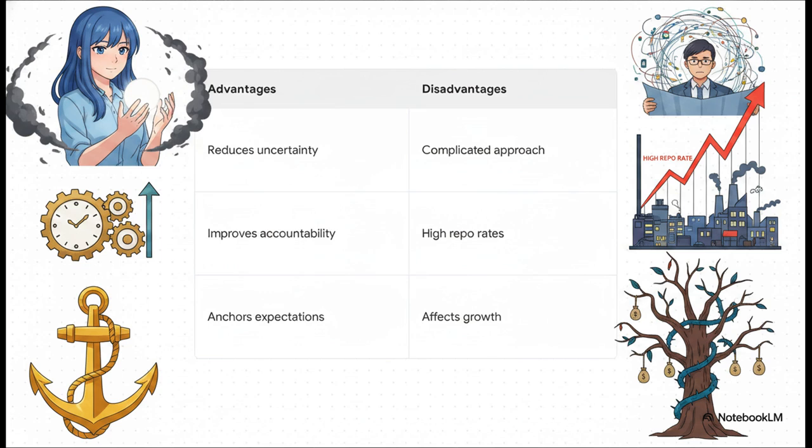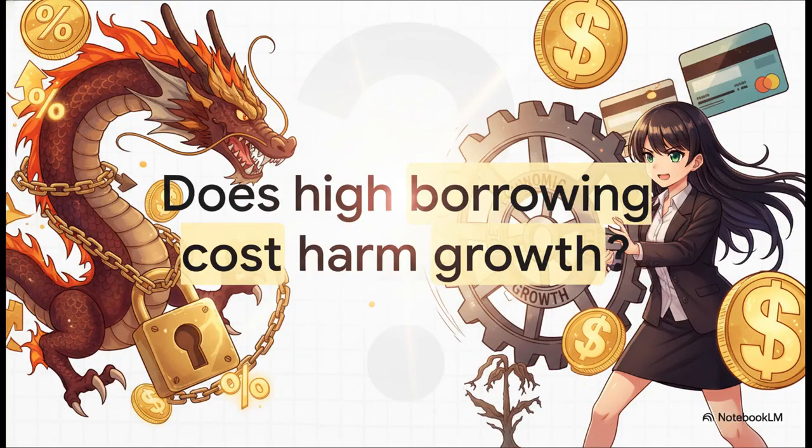But the disadvantages, they can be severe. It's a highly complicated approach. If the Reserve Bank's forecasts are wrong, they lose vital public credibility. And most painfully, the primary weapon they use, a high repo rate, increases the cost of capital across the board. This makes it super expensive for businesses to borrow and grow, which can negatively affect overall economic growth and drive up unemployment. Which leaves us with this provocative thought to conclude our explainer.